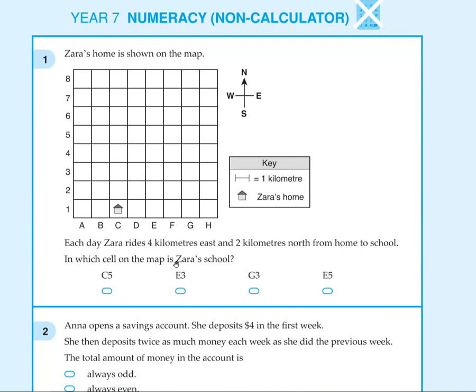Okay, first one's first. Where is her school? So first up, she goes 4 kilometers east and 1 square is a kilometer. So east, that way. 1, 2, 3, 4. And she goes 2 kilometers north. 1, 2. Should be G3. Done.